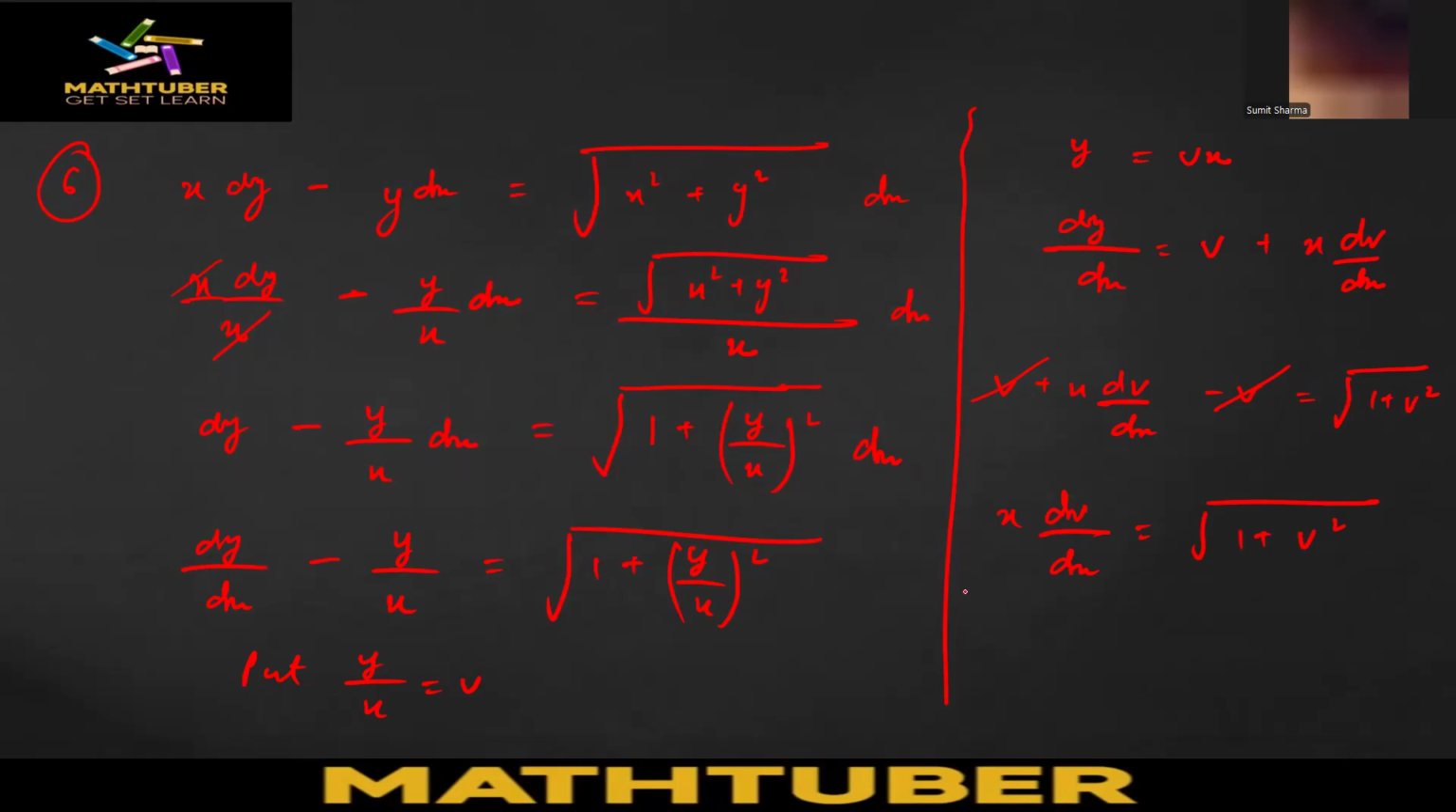So now we can easily separate the variables. Dv upon under root of 1 plus v square equal to dx upon x, right? So v on one side and x on other side. And now we can easily integrate both of these. So 1 upon under root 1 plus v square is log of mod of v plus under root 1 plus v square is equal to log x plus c.